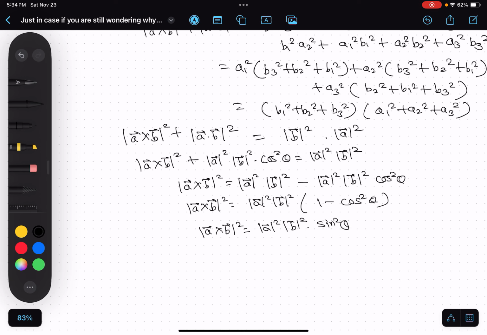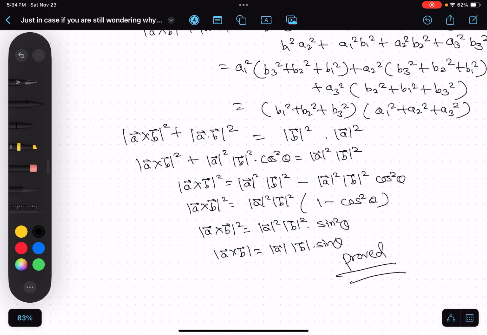So this is just magnitude of a vector square magnitude of b vector square times sine square theta. Now if you take positive square root on both sides, we will get a vector cross b vector, its magnitude is just magnitude of a magnitude of b sine theta, and that's how it's proved. So yeah, it's proved, right?